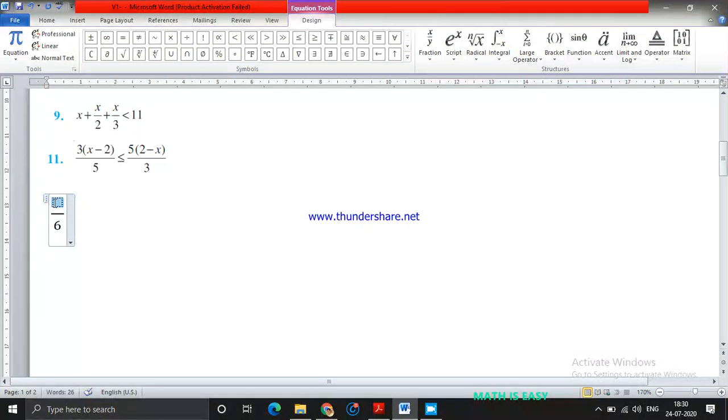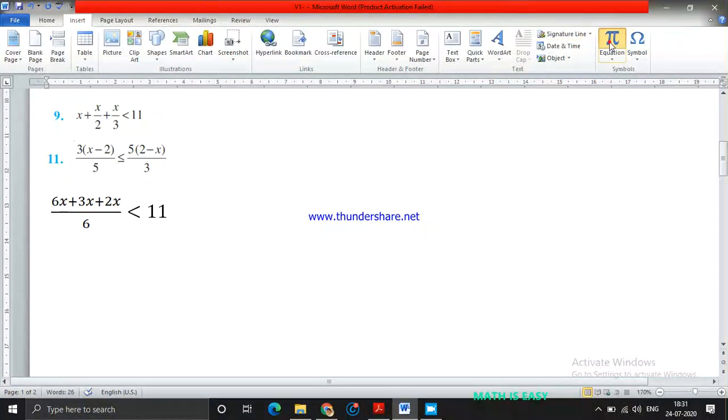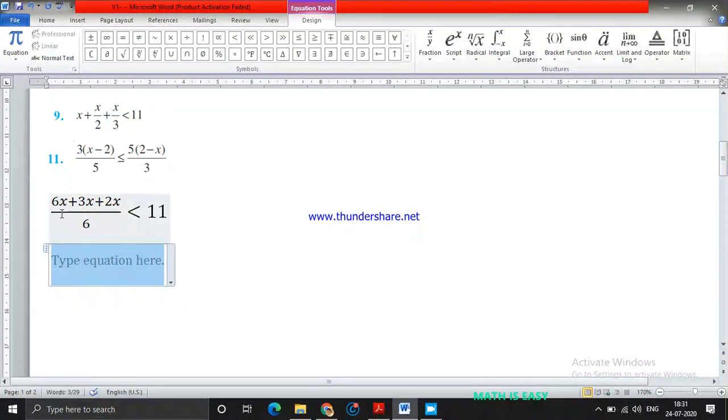So in the numerator you are going to get 6x, then plus 3x, then plus 2x. These many x's you will get, which is less than 11. Then the next step, we add the numerator terms, no need of the fraction. 6x plus 3x is 9x, 9x plus 2x is 11x, you will get it.